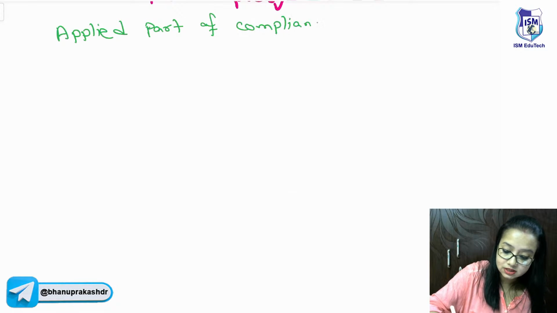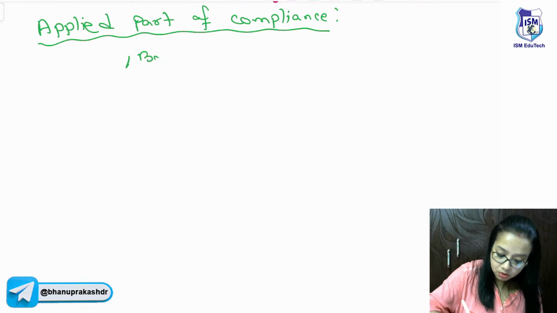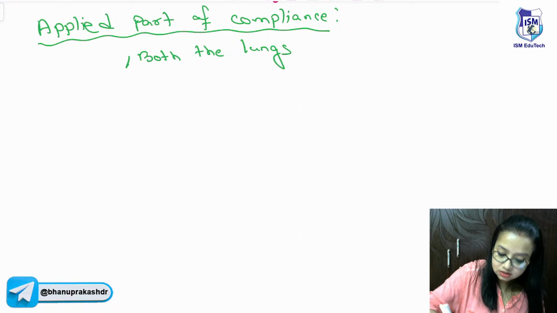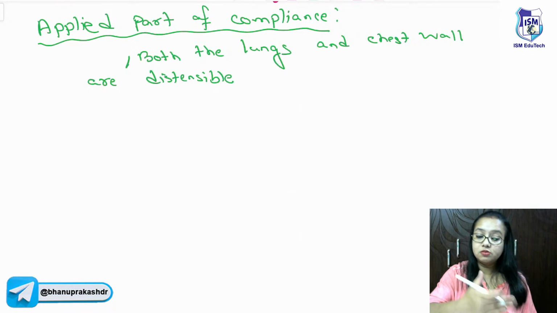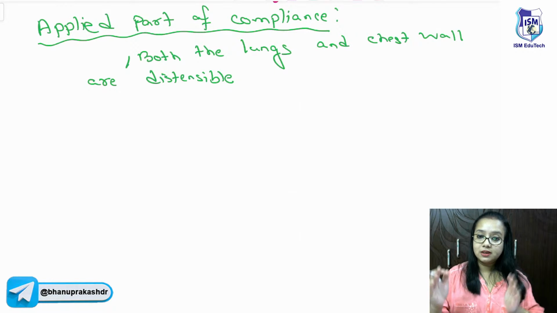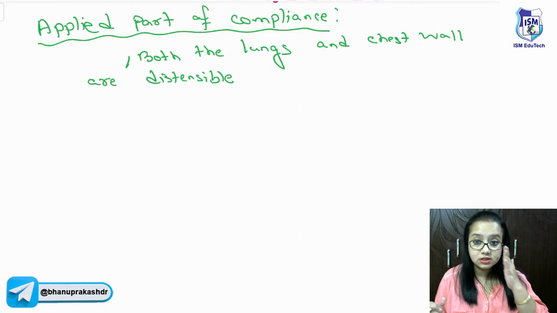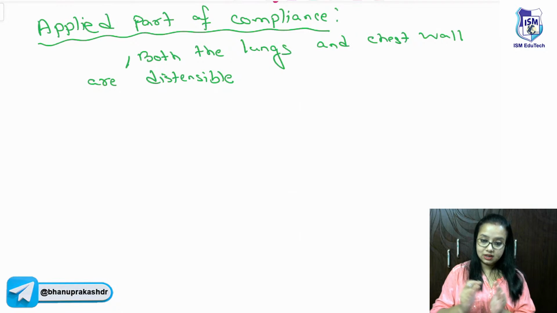Now, the applied part of compliance, how does compliance actually help? Okay, now we know that both the lungs and chest wall are distensible. That means when we are breathing in, air is coming from the atmosphere to inside the lungs. The lung is also expanding, the chest wall, the thorax, is also expanding. Why? Because lung is not lying detached from the thorax. It is attached to the chest wall, right? So, when the lung is expanding, the chest wall is also expanding. The lung is deflating, the chest wall is also deflating.